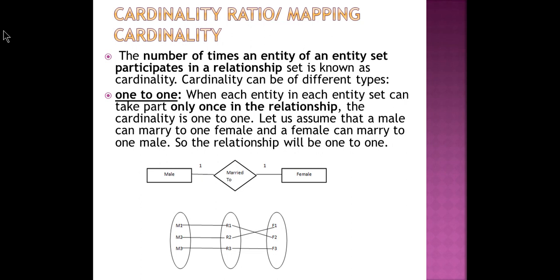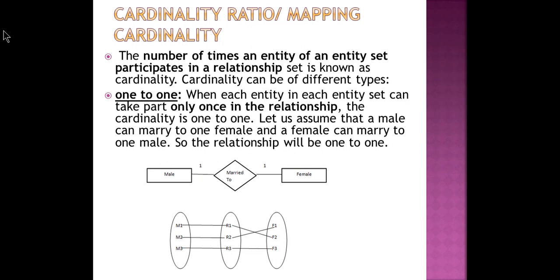Let's say department and employee. These are the two entity sets. There is one relationship set between these two, right? Employees works for department. So works for is a relationship set. So how many number of times the entities in department are participating in the works for, or how many number of times the entities in the employee entity set are participating in the works for relationship set, that is called your cardinality. So this mapping cardinality is of four types: one to one, one to many, many to one, many to many.